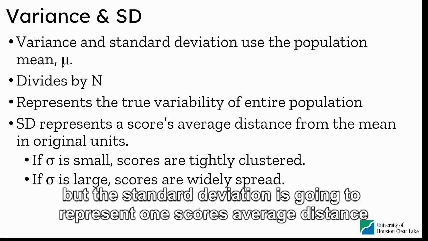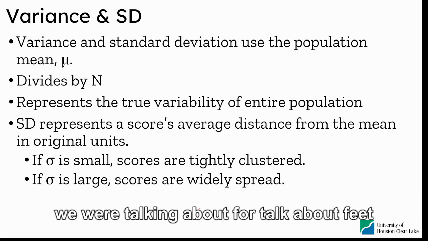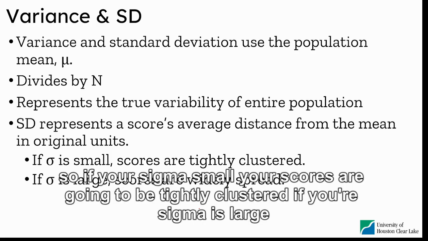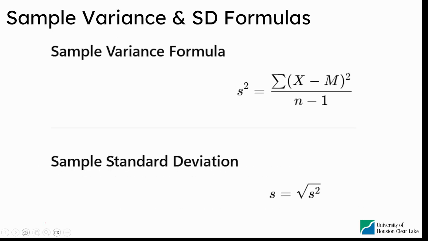But the standard deviation is going to represent one score's average distance away from the mean in the original units that we were talking about. So if we're talking about feet, we're talking about hours, it's represented in those units. So if your sigma is small, your scores are going to be tightly clustered. If your sigma is large, then your scores are more spread out.